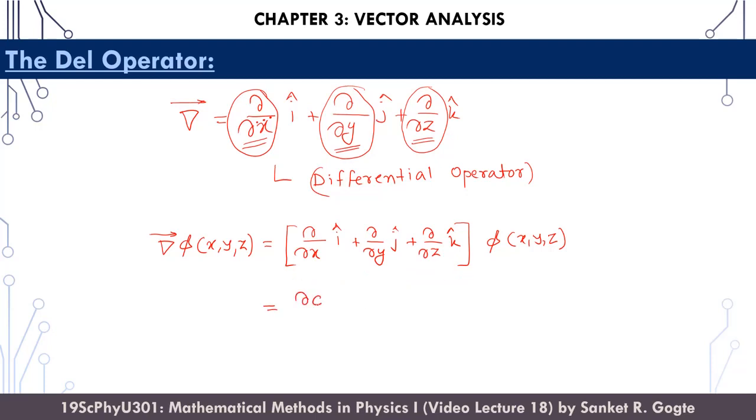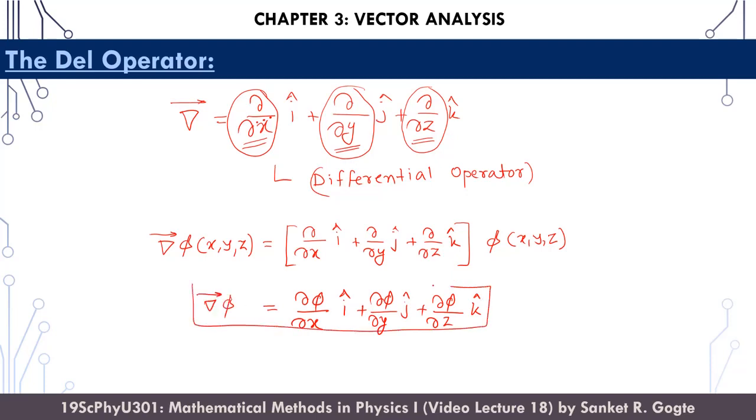It is ∂phi/∂x into i plus ∂phi/∂y into j plus ∂phi/∂z into k. So it is given that this phi is a function of space, at least x, y, and z. There could be some other variables on which phi depends, but since it is a field, it definitely is a function of x, y, and z. Now this is how operation of del onto some scalar field is defined.